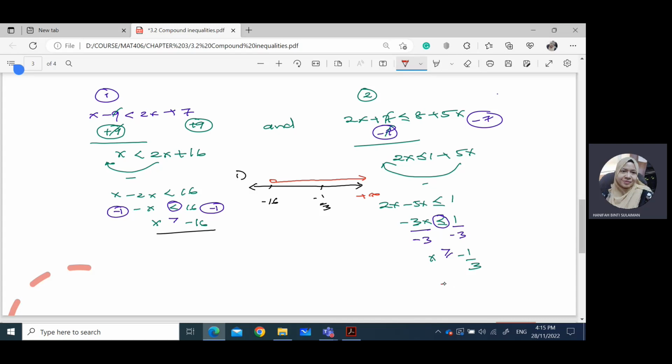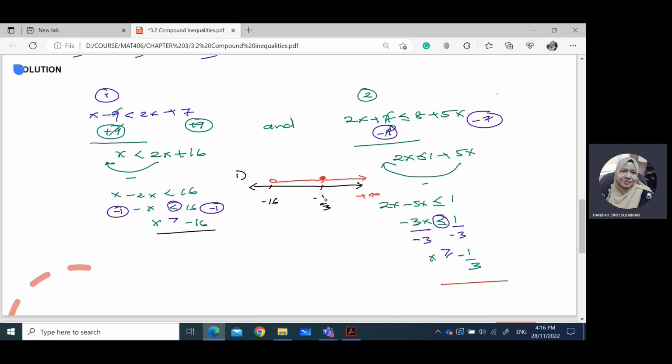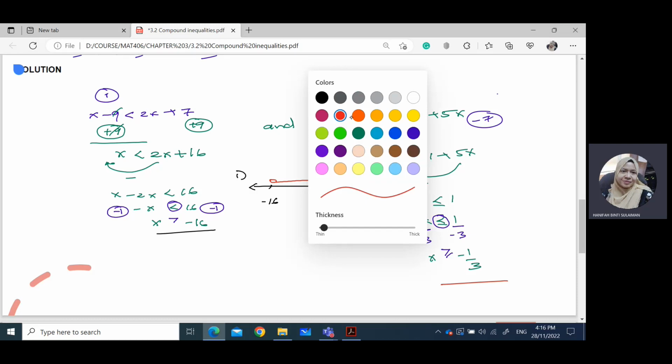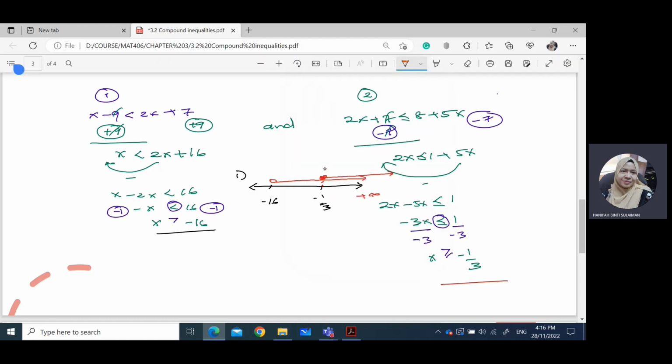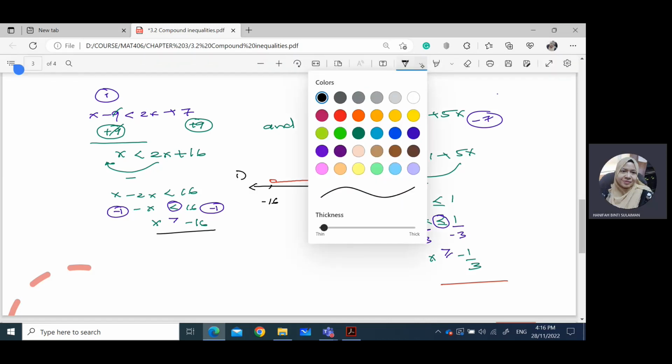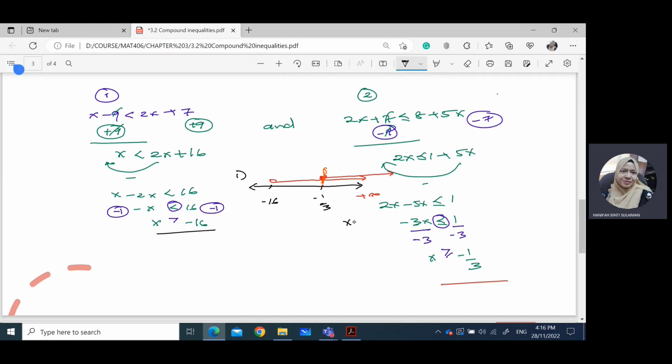Next, for x is greater than or equal to negative 1 over 3, the value negative 1 over 3 is inclusive, so kita colourkan bulat dia, and it goes to the right also, which is positive infinity. In order to get the answer, kita tengok yang overlap. Untuk overlapping dia dekat sini, starting from negative 1 over 3, and it goes to infinity. So the solution for this compound inequality is x is greater than or equal to negative 1 over 3.